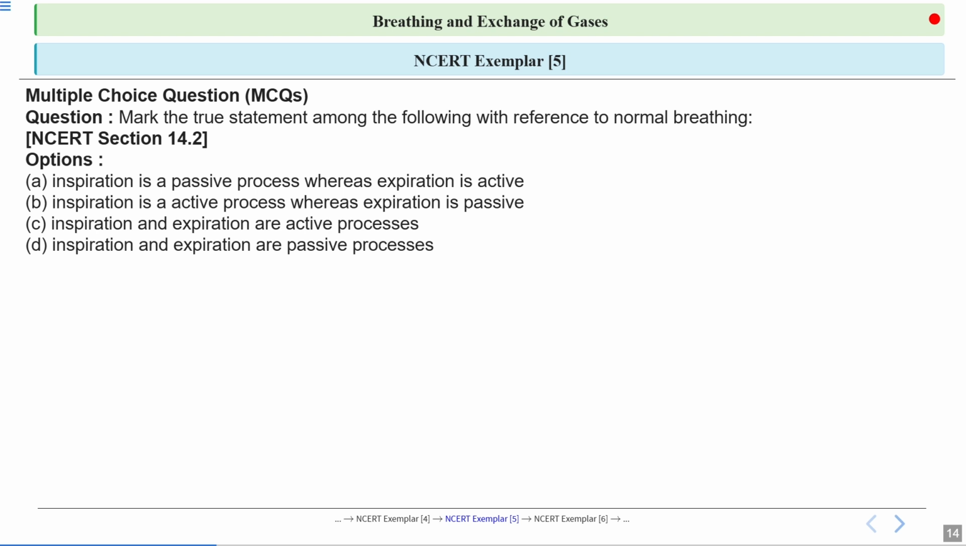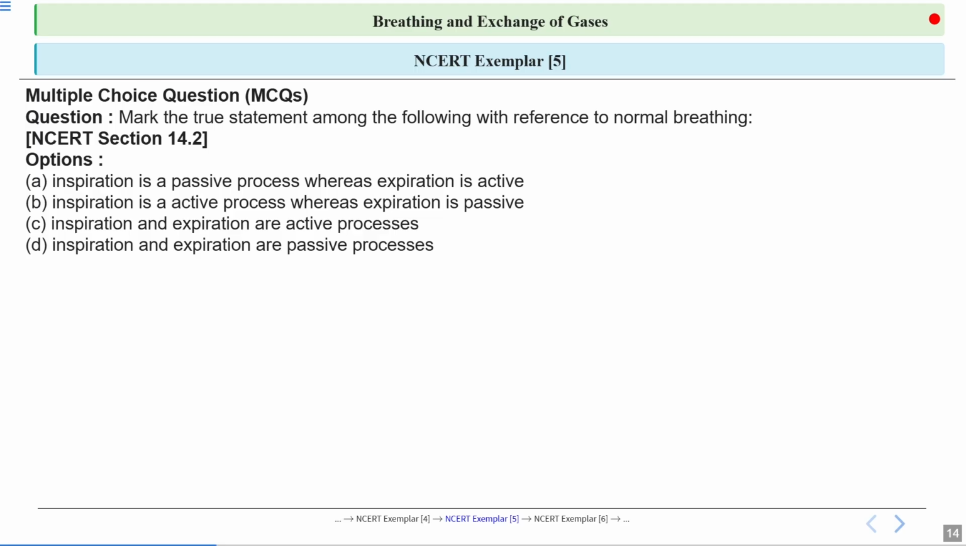Next question. Mark the two correct statements among the following with reference to normal breathing. You have to mark which is related to normal breathing. This question is coming from NCERT section 14.2. Let us see the options.